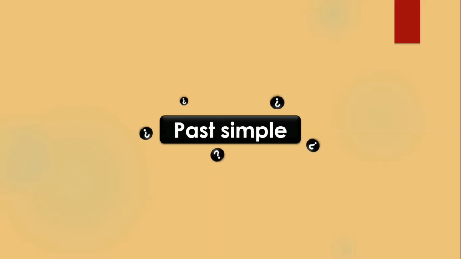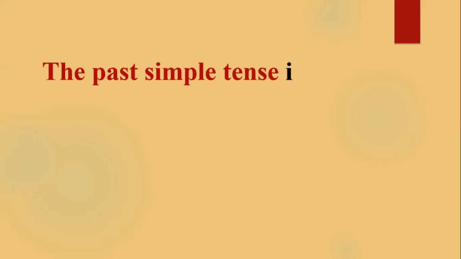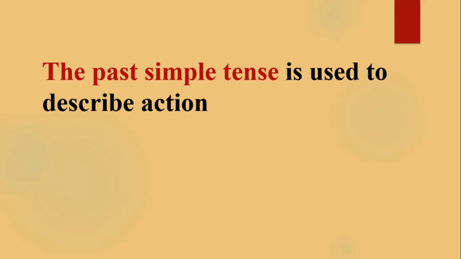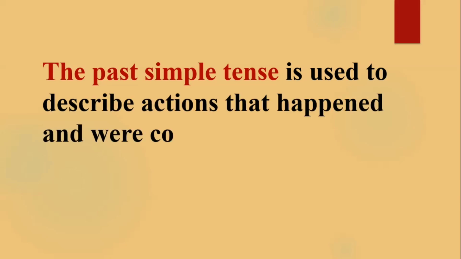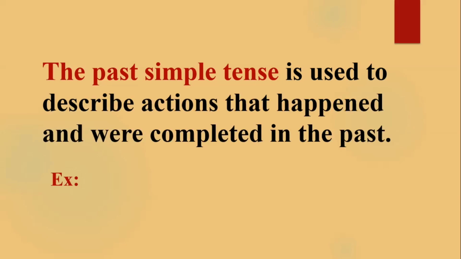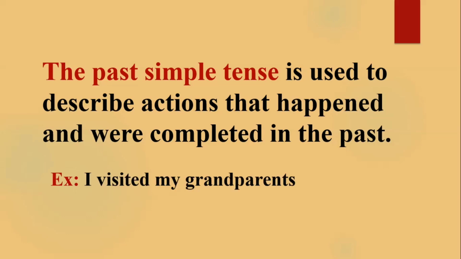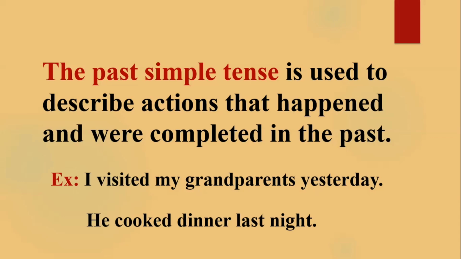In today's lesson we are going to study past simple. The past simple tense is used to describe actions that happened and were completed in the past. For example, I visited my grandparents yesterday. Next example, he cooked dinner last night.